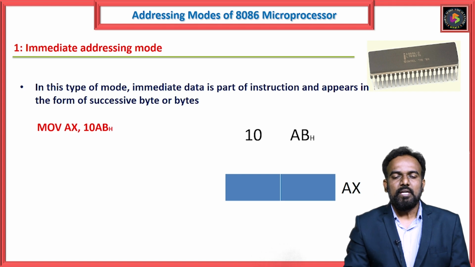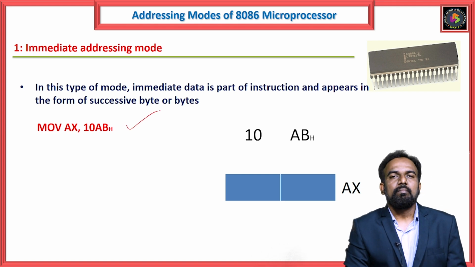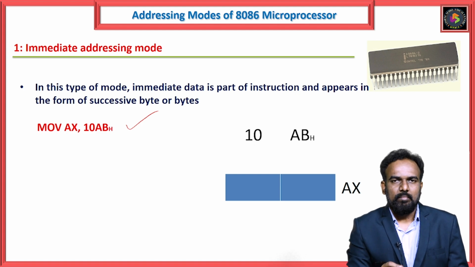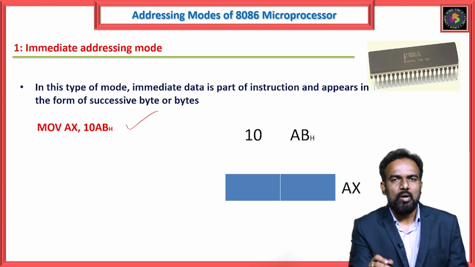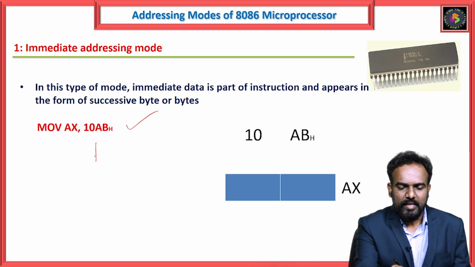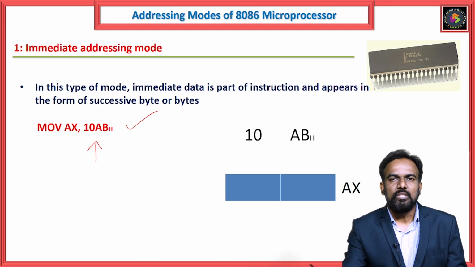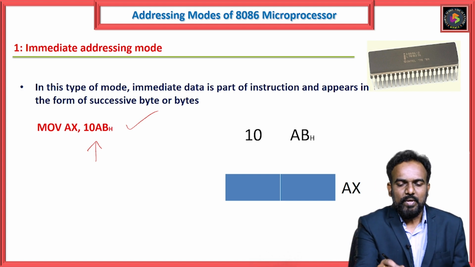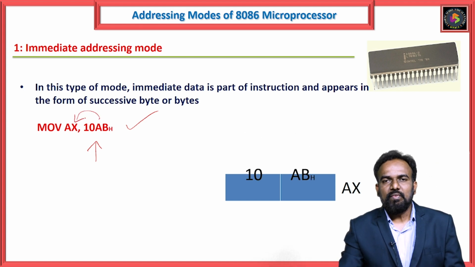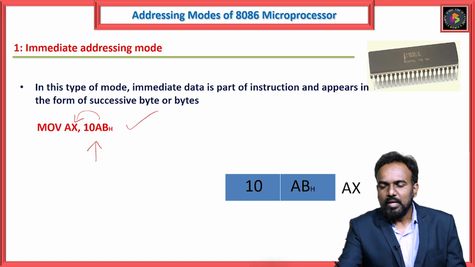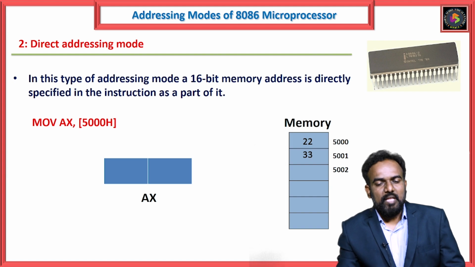First, we'll start with the immediate addressing mode. In this addressing mode, this is the programming instruction. There are 2 operands, one is AX, another is the value. In these 2 operands, one operand must be the immediate data. This is called the immediate addressing mode. Whenever we execute this instruction, the hexadecimal value 10ABH will be stored in the AX register. In that way, the AX register will hold the 10ABH value.